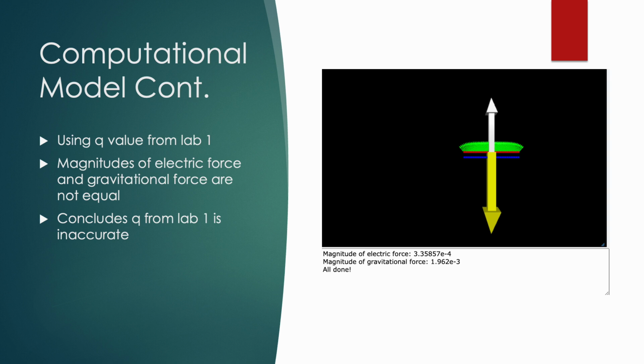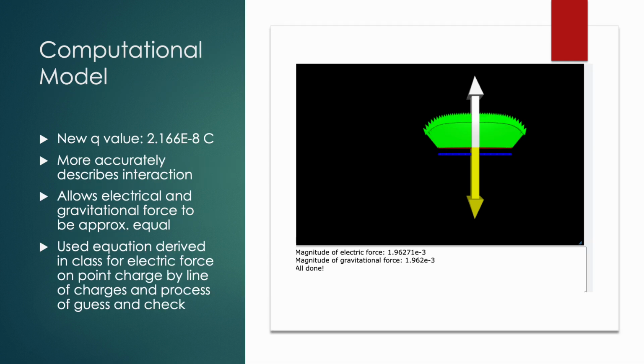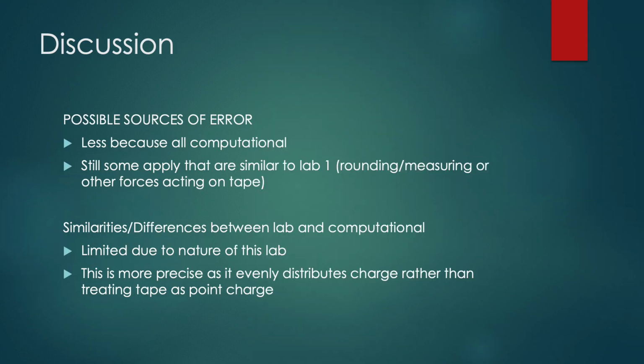However, the magnitudes of electric force and gravitational force are not equal, so this concludes that Q from lab 1 is inaccurate. So then I redid the process, and I used the equation derived in class for electric force on a point charge by a line of charge, and then I used some guessing and checking to determine the new Q value of 2.166 times 10 to the negative 8 coulombs. This more accurately describes this interaction, as it shows the electric and gravitational force being approximately equal, as seen in the picture to the right.